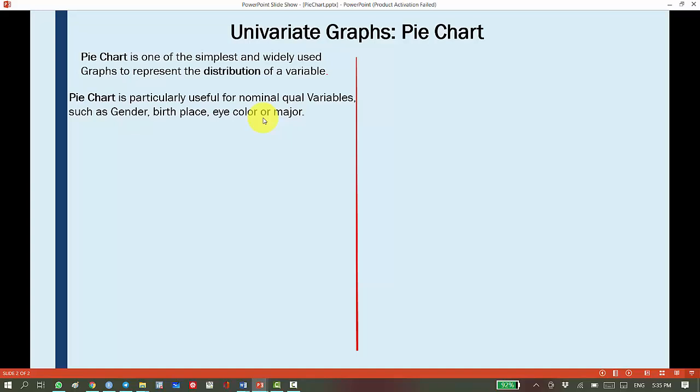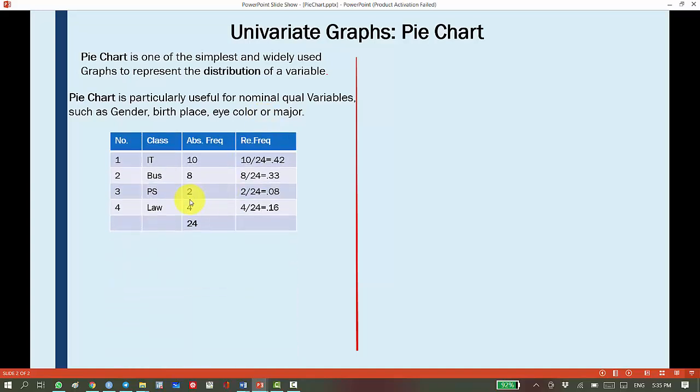or major. For example, consider the frequency distribution table of the major of all 24 students in the class, where we have 10 IT students, 8 business students, 2 political science students, and 4 law students. This relative frequency is representing the percentage of majors. Remember that this major is a nominal qualitative variable where the order is not important.